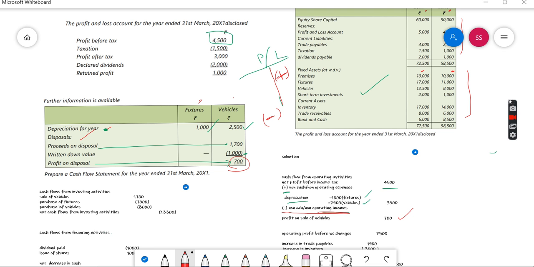Apart from that, we can't find any non-cash non-operating expenses or non-cash non-operating incomes, right? So let's come to the next step, which is operating profit before working capital changes. So 4,500 plus 3,500 minus 700, if you do, you'll get 7,300. Now again, previously we have discussed working capital means current assets minus current liabilities, right? So we need to form a table.